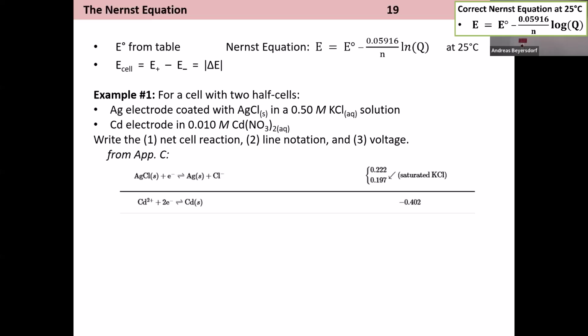But what has to happen to our cadmium reaction here? It can't be reduced. We can't have both of these as is. So what do we have to do to the cadmium reaction? We reverse it. If it can't be reduced, that means it will be oxidized.